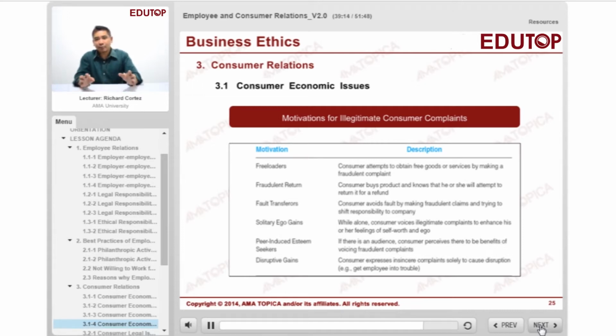So as a businessman, you should monitor all those possible things to be done by the customers or consumers of your business. You should be vigilant sometimes to avoid those disruptive behaviors by the customers.